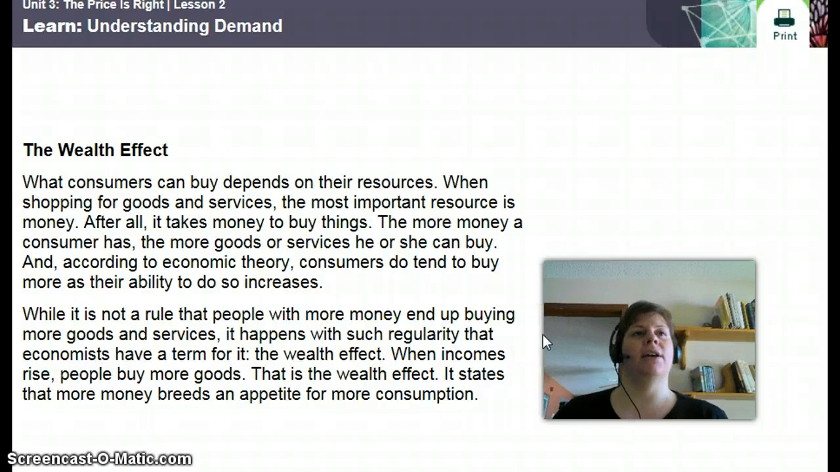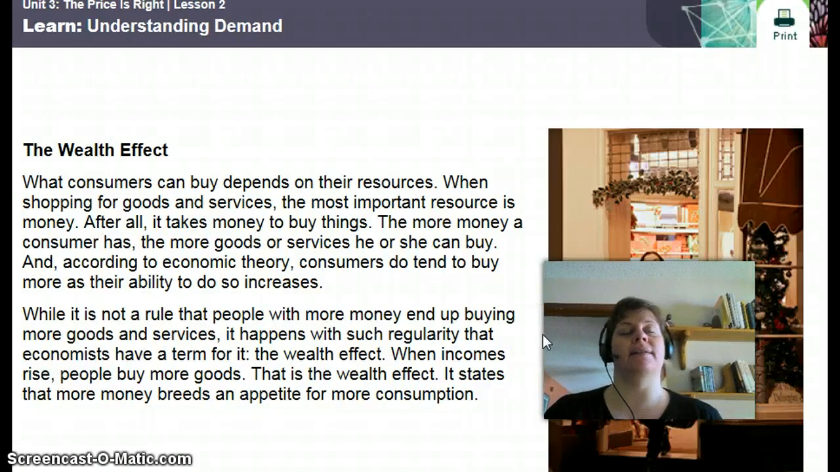The wealth effect. What consumers can buy depends on their resources. When shopping for goods and services, the most important resource is money. After all, it takes money to buy things. The more money a consumer has, the more goods or services he or she can buy. And, according to economic theory, consumers do tend to buy more as their ability to do so increases.